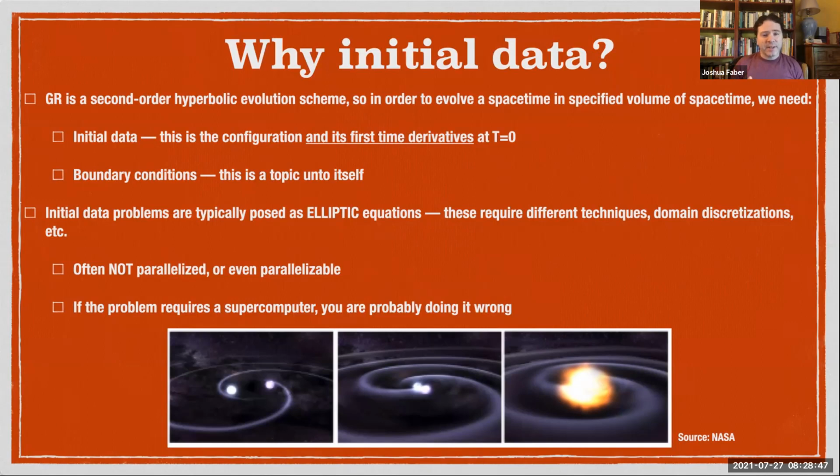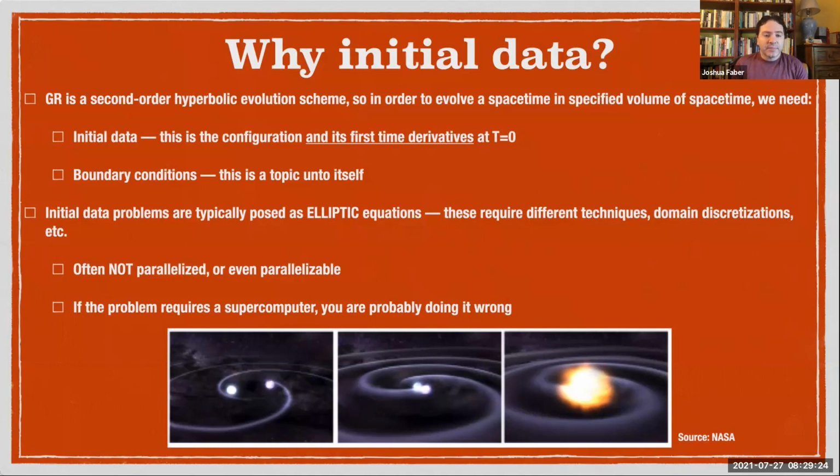Boundary conditions are a topic unto themselves, and I don't want to deal with those here. That said, initial data problems are really not typically posed as hyperbolic problems, though I guess there was a talk yesterday that kind of went over some of how that could actually work. Typically, initial data problems are going to be viewed as elliptic equations, and these require all sorts of different techniques, different domain discretizations, just a host of different numerical techniques in order to work.